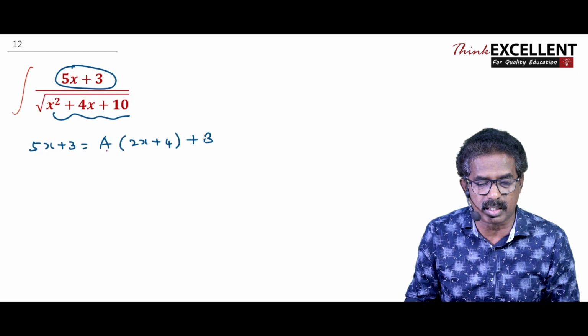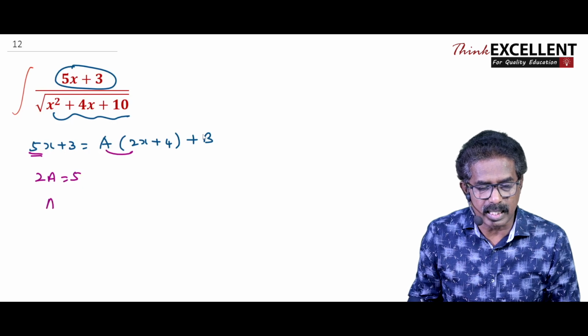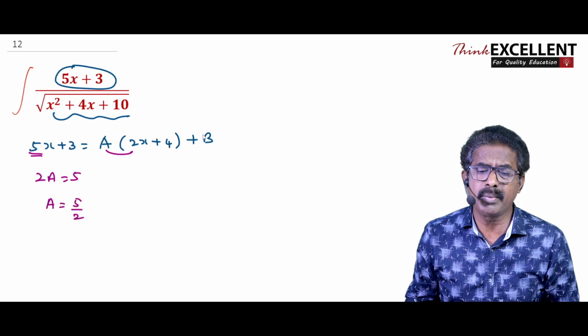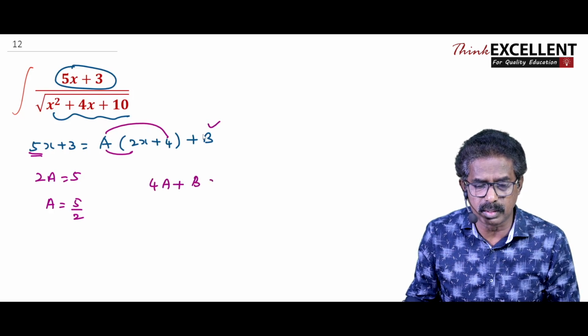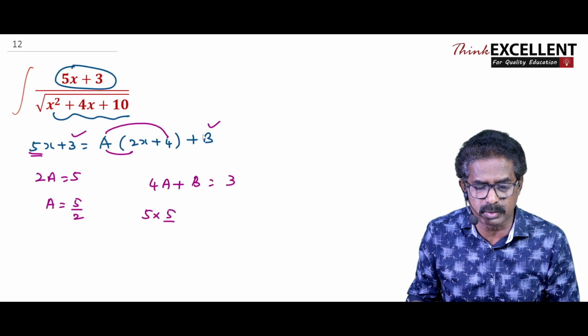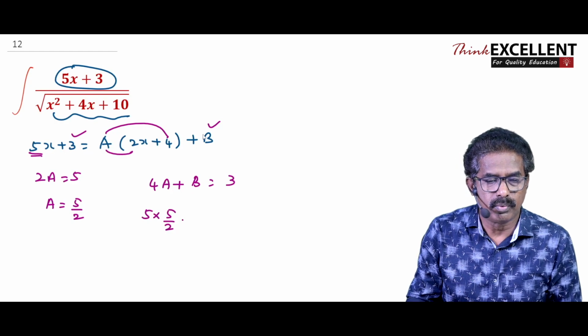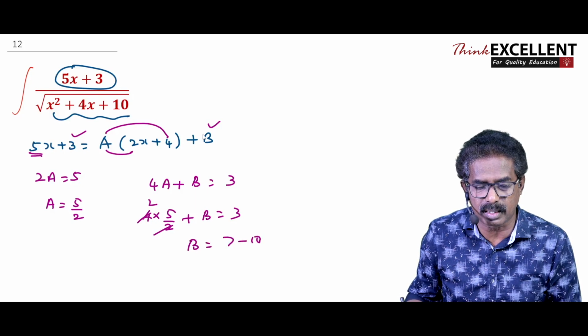Here x coefficient is 2a. Here x coefficient is 5. So you are getting a is equal to 5 by 2. Equate the constants: 4a plus b is equal to the constant on the left side, which is 3. Already you know a value. So 4 into a value 5 by 2 plus b equal to 3. 2 and 2 cancel, 5 2s are 10. So b is equal to 3 minus 10, so b is equal to minus 7.